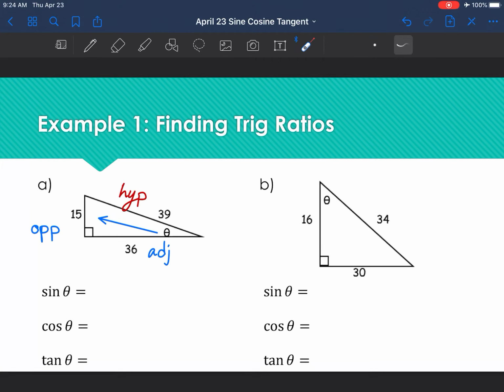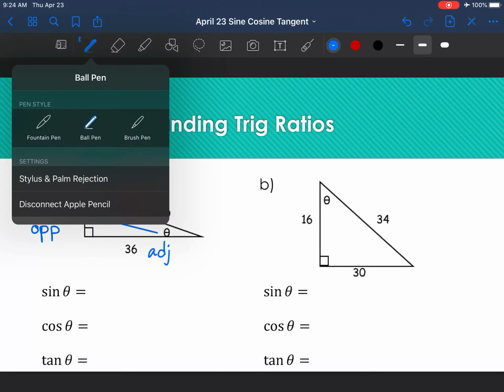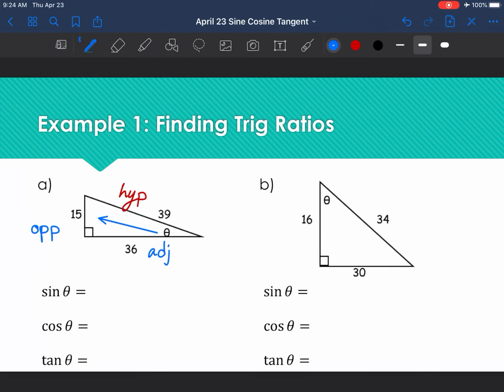All right, so sine is going to be opposite over hypotenuse. Now we're going to use these side lengths to actually set up the real fractions. So sine would be opposite over hypotenuse, so that's 15 over 39. And then you would simplify it from here. The largest number that divides into both evenly is 3. So if you divide by 3 on top and bottom, you get 5 over 13.